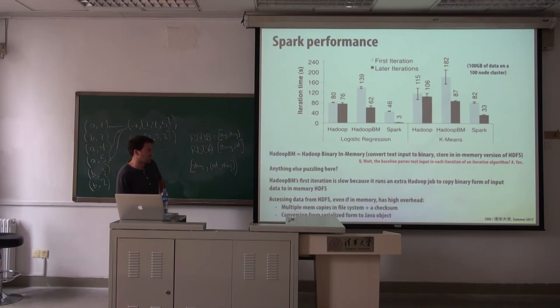46 to 3. So the Spark people were very happy with themselves because they're like, wow, this is completely disk bandwidth bound. And now it is only taking 3 seconds per iteration. That's a speedup over my old code by almost a factor of 20 or 30. So everyone's like, wow, this is really amazing.